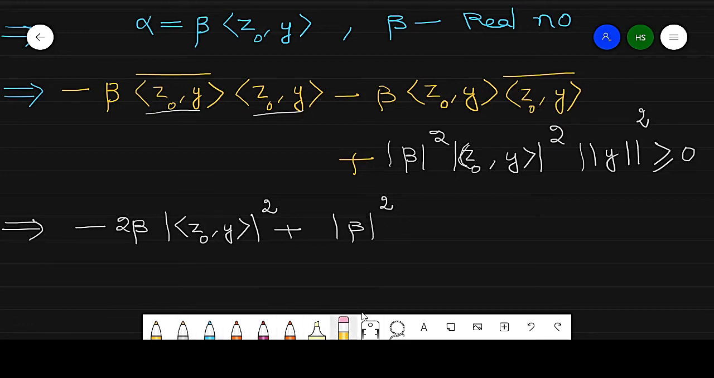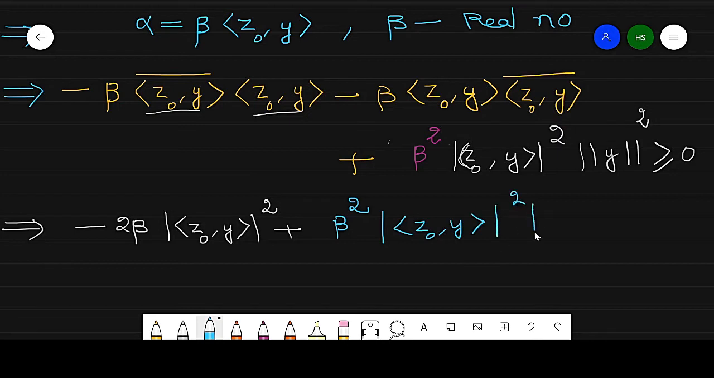Because it's a real number, this is simply beta squared. So this is beta squared into the inner product of z0 comma y raised to power 2, into the norm of y raised to power 2, which is some positive number.